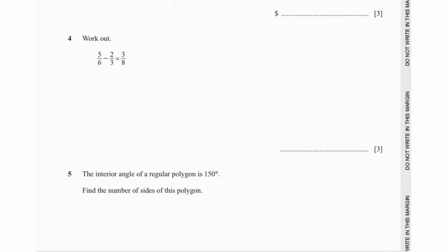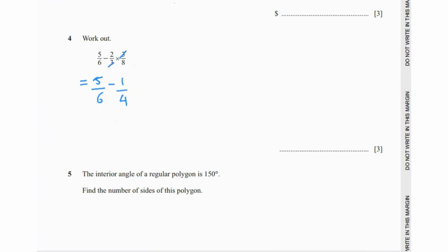Then work out 5/6 minus 2/3 times 3/8. So you can first multiply the fractions, because if you follow the rules of BODMAS, multiplication comes before subtraction. So 5/6 minus, we can cancel out the 3's because 3 divided by 3 is 1 and 2 divided by 8 is 1/4. So minus 1/4. It's always advised to simplify first and then solve, because that makes your calculation less confusing.